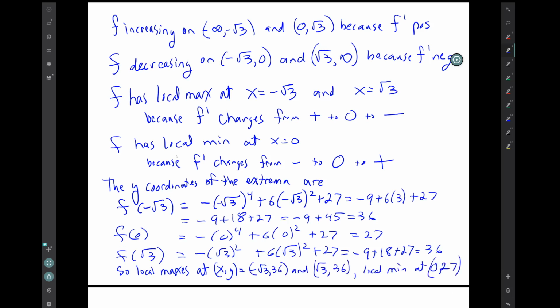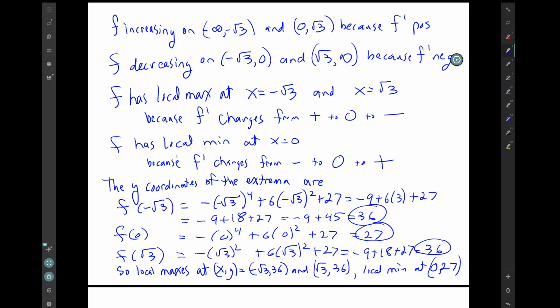So there, when you plug in the x values and find the corresponding y values, we find the y values are 36 and 27 and 36 at those 3 x values. So that tells us that the xy coordinates of our extrema points are negative square root of 3, 36, plus square root of 3, 36, and 0, 27. Okay, so that's the end of our analysis of f prime. That's the end of step 2.